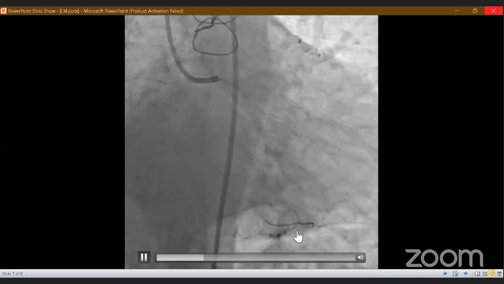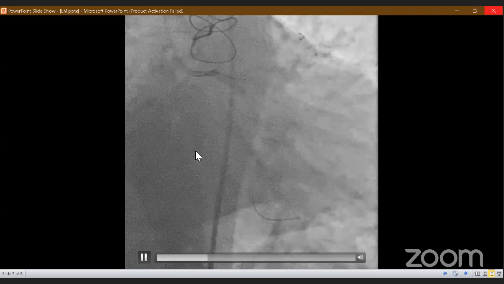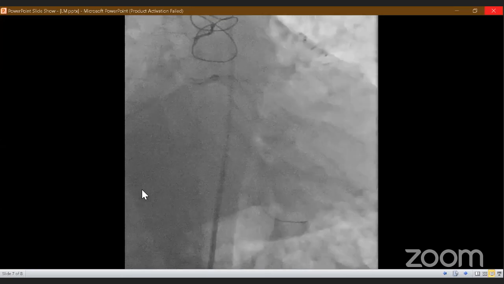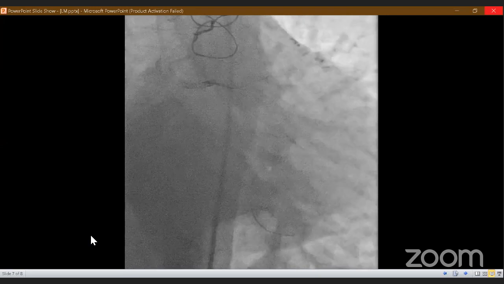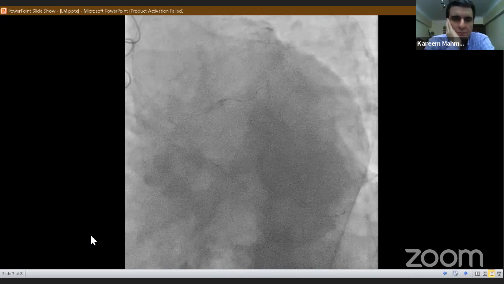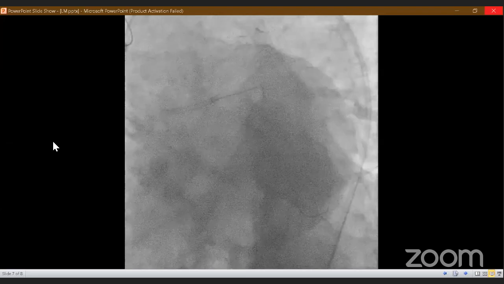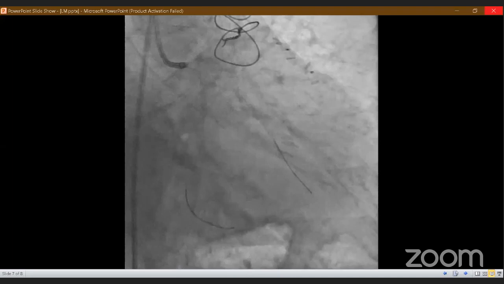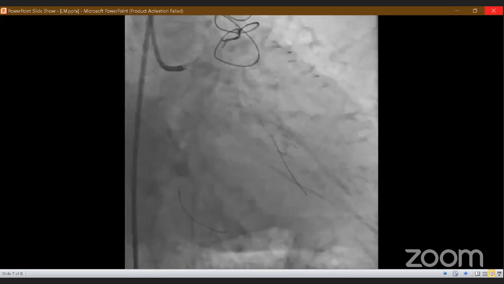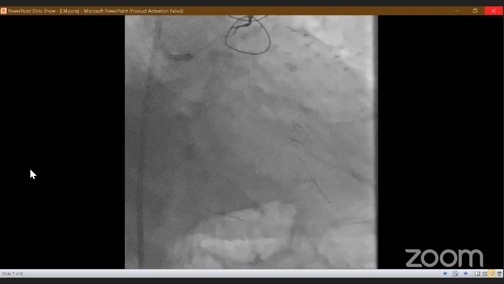So here a wire was put in the LCX, and this is the other wire trying to cross to the ramus branch. That was a 7 French guiding catheter. When we go for any complex intervention, we are expecting to face a challenging situation, so we go for the 7 French guiding catheter. This is the Pilot 200 that could cross to the ramus branch.